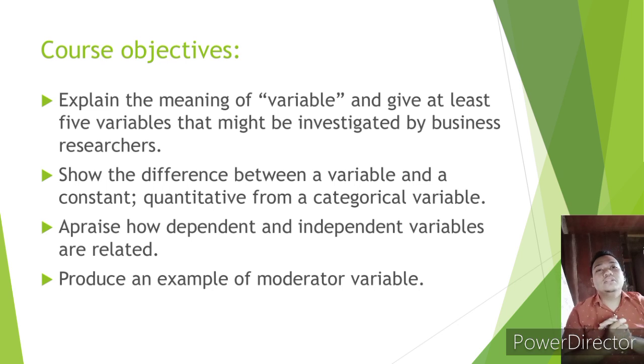Number 1, to explain the meaning of variable and give at least 5 variables that might be investigated by business researchers. Number 2, show the difference between a variable and a constant. So quantitative from a categorical variable. Third one is appraise how dependent and independent variables are related. And number 4, which is the last one, to produce an example of moderator variable. Okay, so are you ready? Okay, so let's start.